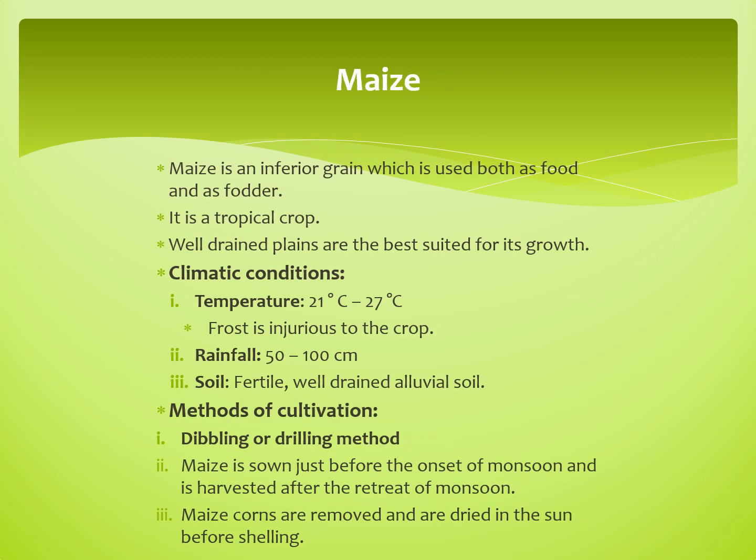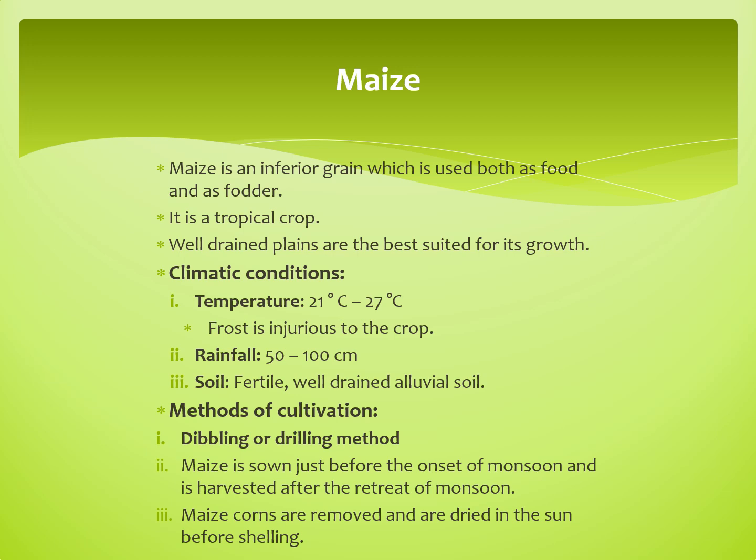The last one is maize. Maize is an inferior grain which is used both as food and as fodder. Its grain provides food and is used for obtaining starch and glucose. Its stalk is used as fodder. Maize is a tropical crop. It is also known as corn.